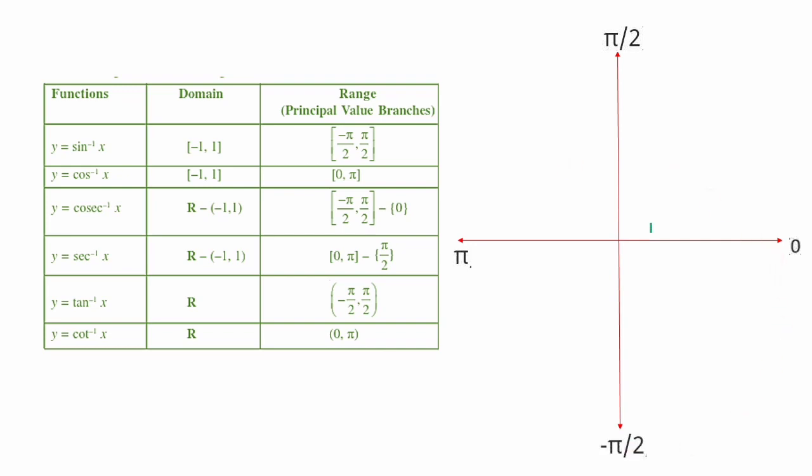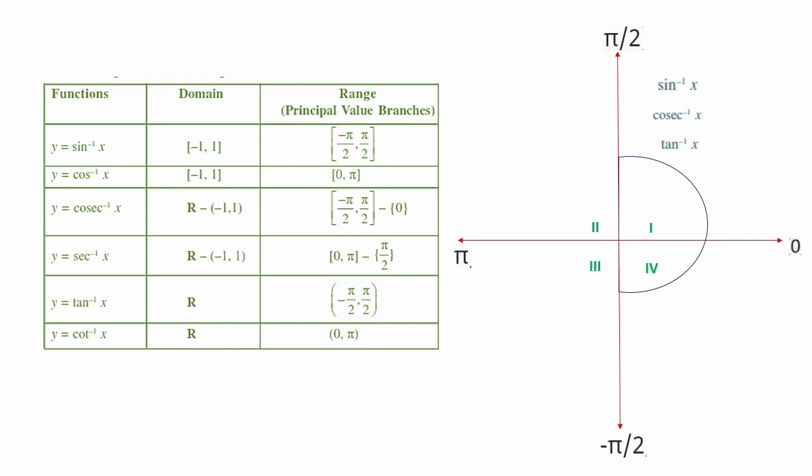These are divided into 4 quadrants: first, second, third and fourth. There are some inverse trigonometric functions whose range lies between minus pi by 2 and pi by 2. That is sin inverse, cosec inverse and tan inverse. For sin inverse x, it is closed interval minus pi by 2 to pi by 2, for cosec inverse x, we have to write excluding 0, and for tan inverse x, open interval minus pi by 2 to pi by 2.